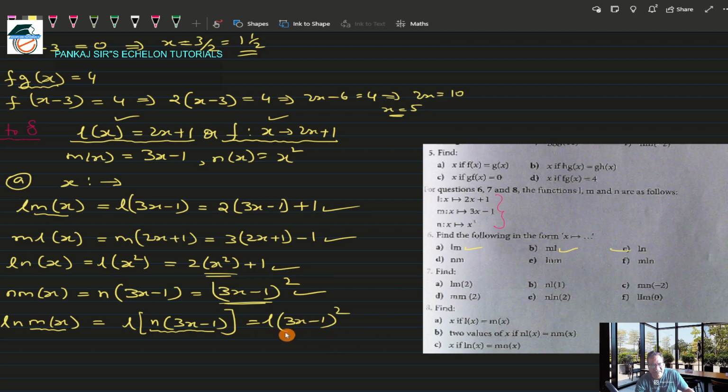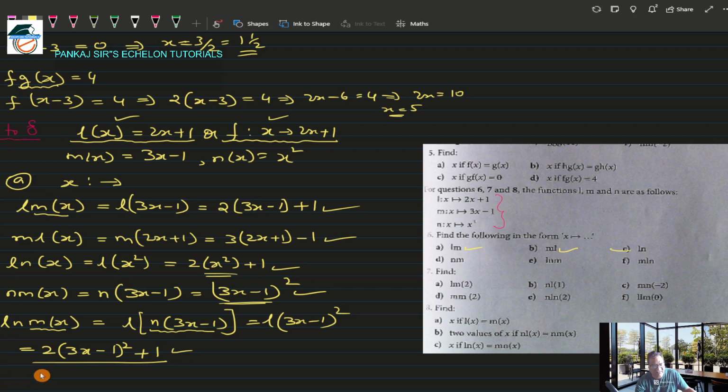Okay. Now the last part, that is L of 3x minus 1. L function is what? It is 2x plus 1, right? 2x plus 1. So it will become 2 into, in place of x, I'll write 3x minus 1 the whole square, and then plus 1. So this is the answer for my E part of the question.